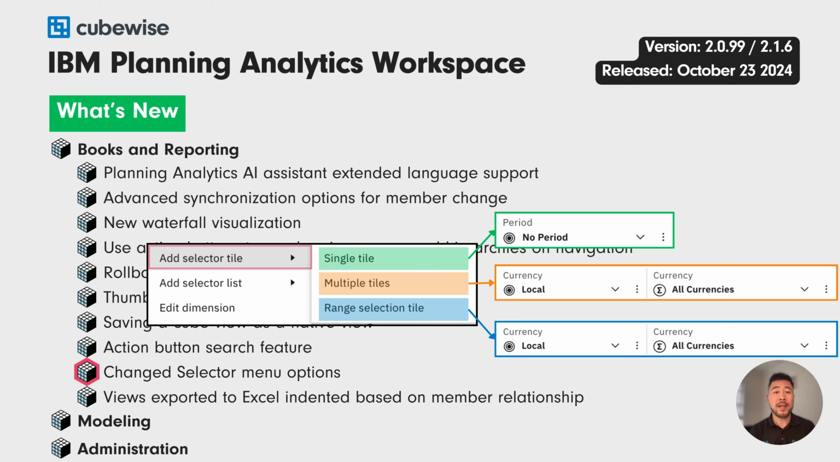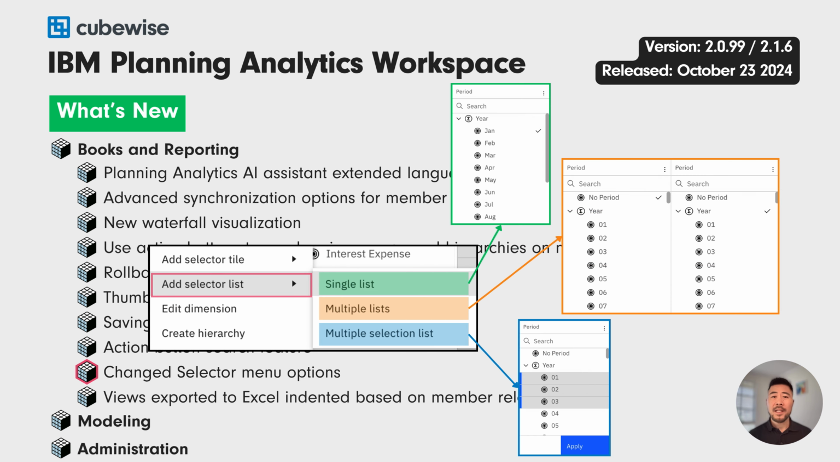Adding a selector widget has changed. It has been renamed to the Add Selector tile where you can add single, multiple, or range selection. And the Add Selector list contains the same options for adding these objects.